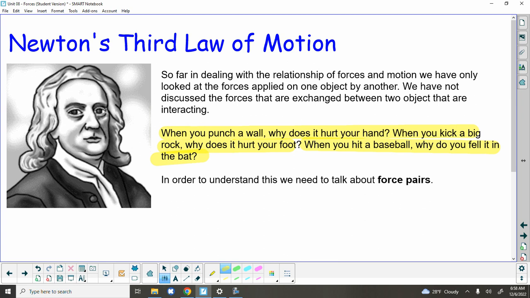Okay. In order to understand this, we have to talk about force pairs. The key thing to remember is we're talking about pairs. We're always talking about two objects. As we're talking about Newton's third law and force pairs, we're going to be focusing on the interaction between the two things that are either exchanging contact forces or interacting over long range, say like gravity. Definition of gravity, once again: any two objects that have mass exert an attractive force on each other. That's also going to be a force pair.